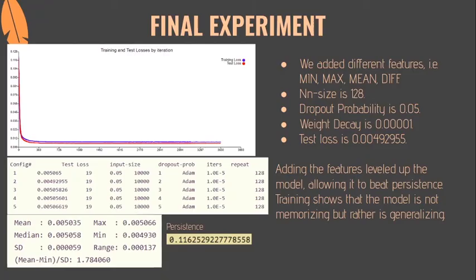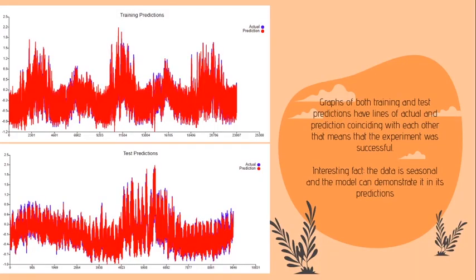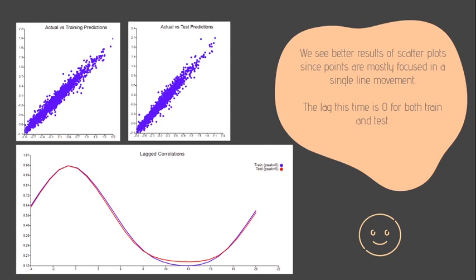Speaking of results, finally, we achieved test loss of 0.00430, which surpasses our persistence almost 10,000 times. Our test and training loss graphs look smooth, and this means deliberate decrease in both characteristics and means successful learning of our model. Graphs of both training and test predictions have lines of actual and prediction coinciding with each other. That means that the experiment was successful. Interesting fact, the data is seasonal and the model can demonstrate its predictions. We see better results of scatter plots since points are mostly focused in a single line movement. The lag this time is 0 for both train and test.